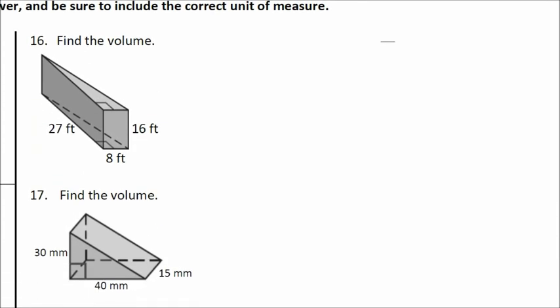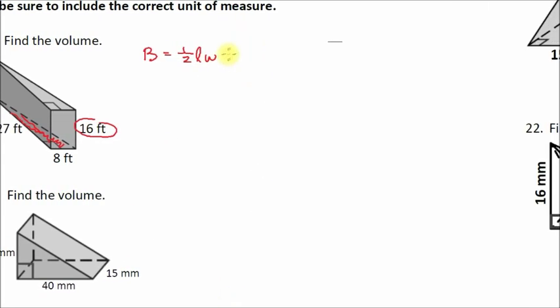Number 16 we'll do together. This is a triangular prism. So first thing I'm going to do is pick a triangle as a base. I'm going to go ahead and just pick the bottom here. So my dimensions are 27 feet and 8 feet. That means 16 feet is my height. It's also, again, the distance between my two bases. For a triangular prism, our base is a triangle. That means it's 1/2 of length times width, which is equal to 1/2 of 27 times 8.